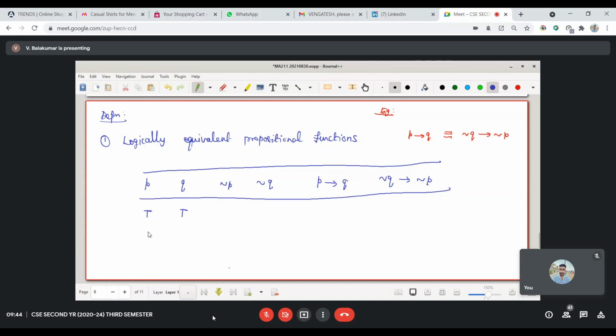As usual, the possibilities I'm writing down. So not P refers to the negation of P. Here it comes, negation of P. So it is F F T T. Negation of Q is F T, F T.